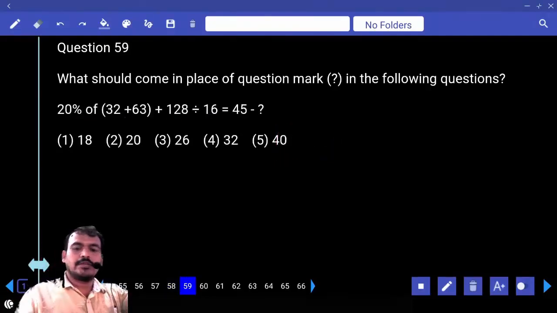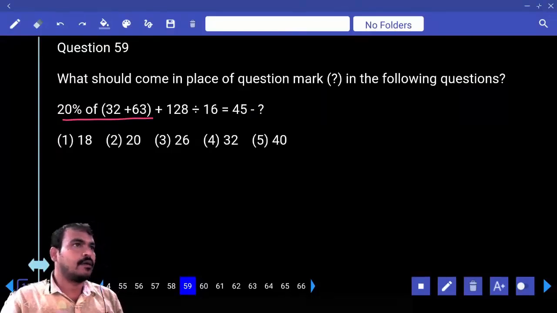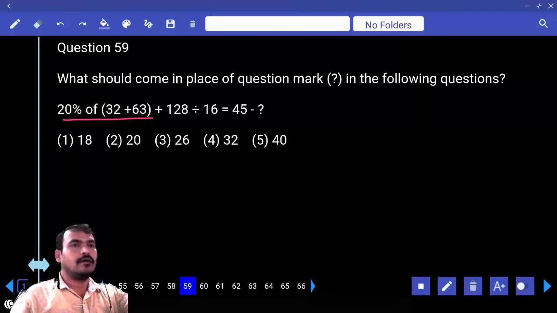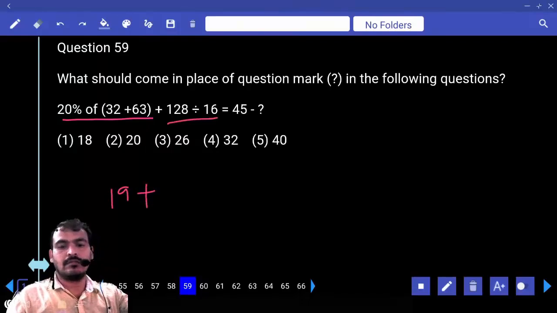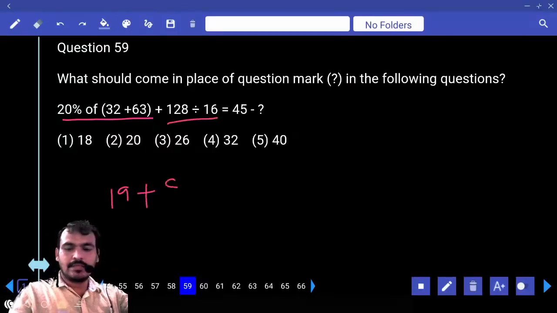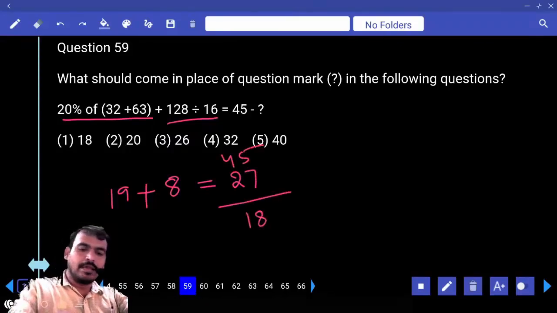Next, first priority, 20% of which value? 32 plus 63, 95. 10% will be 9.5. 20% is 19. Plus 128 by which one? 16, almost 8 times. Plus 8. 19 plus 8, it will be 27. That 27 will be subtracted from which value? 45. 45 and 27, the difference is 18.